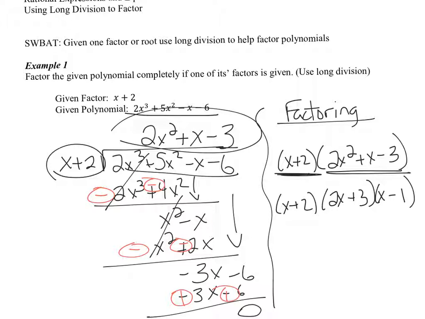So when you're done, this is a cubic. The degree is 3. I should have 3 factors. And that's it. So that's how we use it to factor.